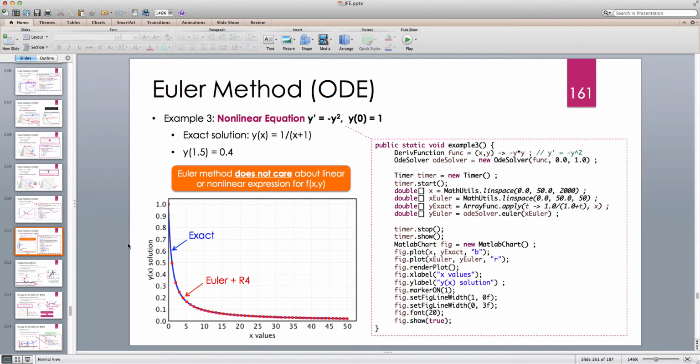So the point here was that we don't care about the nonlinearity of f of x and y. As long as the left hand side is just y prime itself, then we should always be able to solve this differential equation numerically. There might not be an analytic solution, but we don't really care.